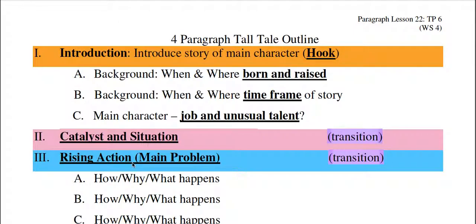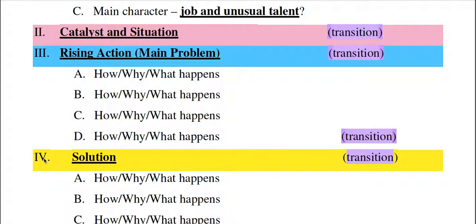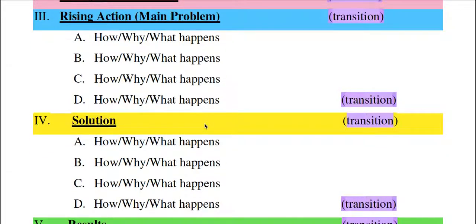The blue part is the beginning of your second paragraph. Remember, you have to have a transition between the two. And then here we have the solution. So here you're going to talk about the problem, what's happening. But then in your third paragraph, you're going to talk about how they went about solving the problem.